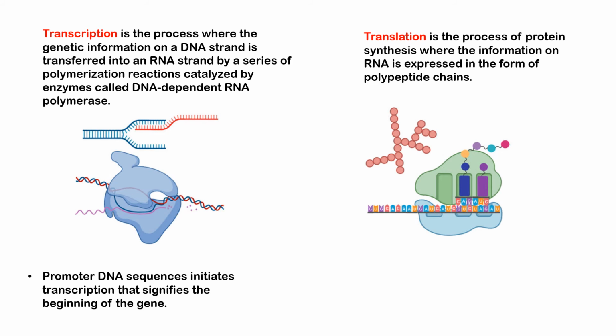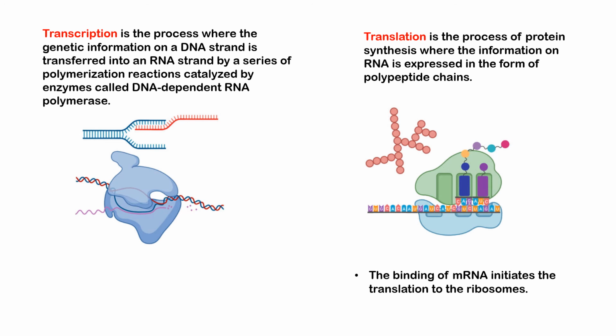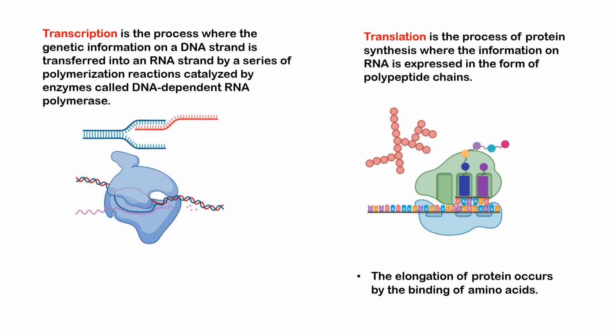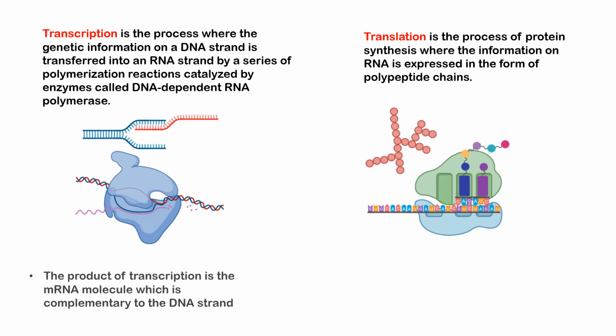Promoter DNA sequences initiate transcription, which signifies the beginning of the gene, while in translation, the binding of mRNA initiates the translation to the ribosomes. Elongation of RNA sequences occurs by the binding of complementary base pairs to the new sequence in transcription, while in translation, the elongation of protein occurs by the binding of amino acids.